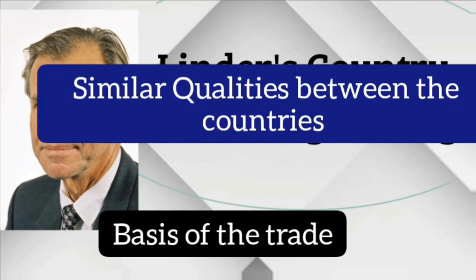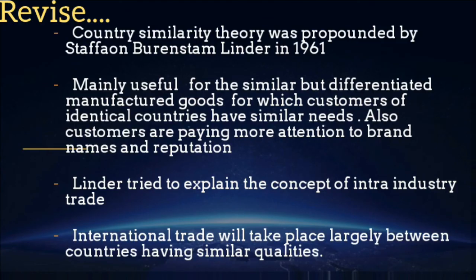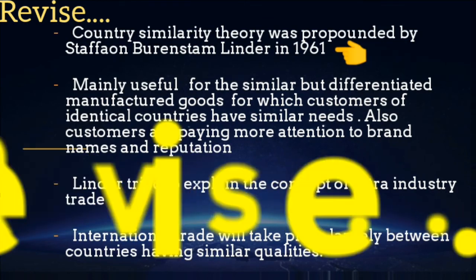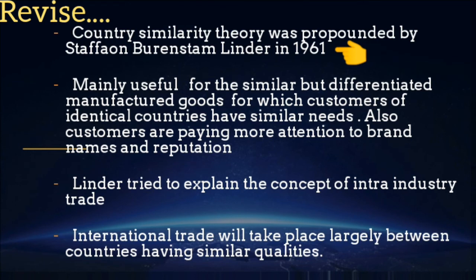Now let us revise the important points of this theory. Country similarity theory was propounded by Staffan Burenstam Linder in 1961. This theory is mainly useful for similar but differentiated manufactured goods for which customers of identical countries have similar needs, and the customers pay more attention to brand names and reputation. In this theory, Linder tried to explain the concept of intra-industry trade.